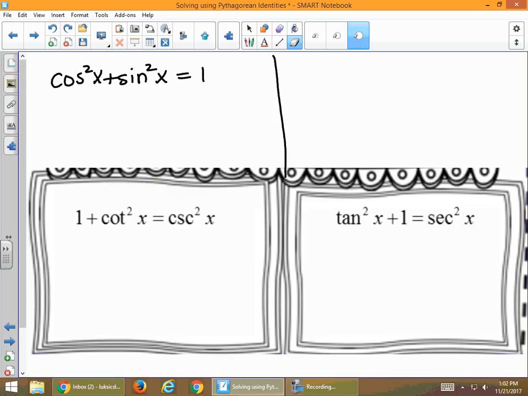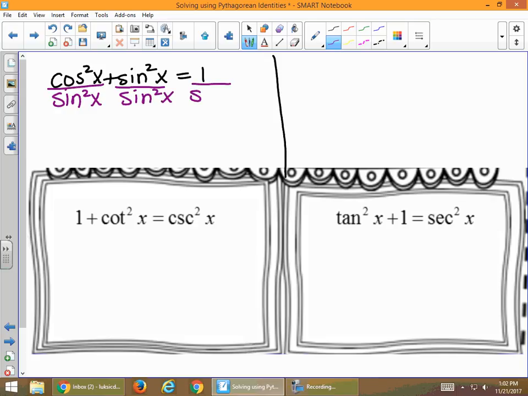Okay. So let's get cotangent and cosecant out of this. So to get 1 plus cotangent squared equals cosecant squared, instead of subtracting, which is what we did to get other identities, I'm going to divide. I'm going to divide everything by sine squared. And the reason I remember that is because I know I want cosecant. And if I know I want cosecant, then I want 1 over sine.